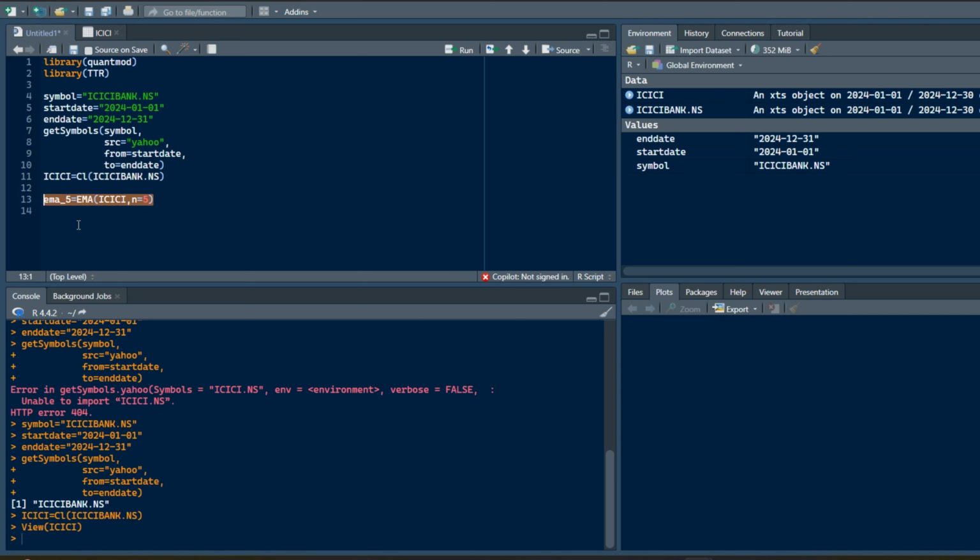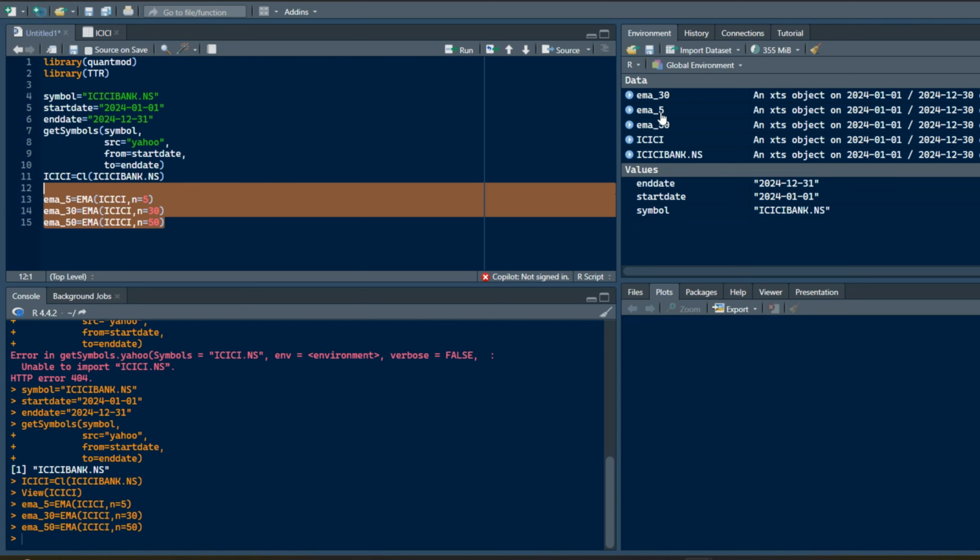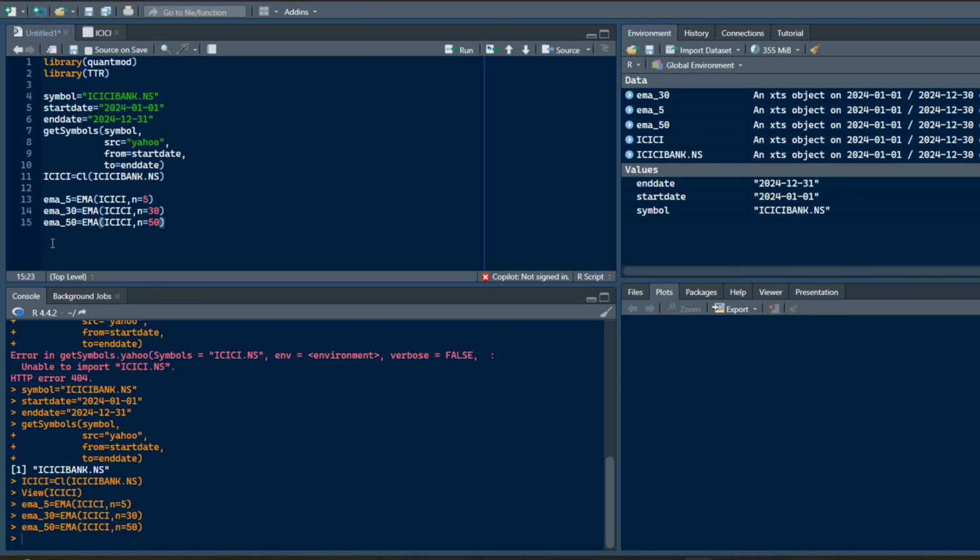Same code we will copy again. We will paste it here. Now instead of 5, we'll make it 30. Again, we'll make it 50. So 3 different EMAs are there. We will run this command. So we have calculated EMAs. Now we have to plot them in one single chart where we can have closing prices and all 3 EMAs.